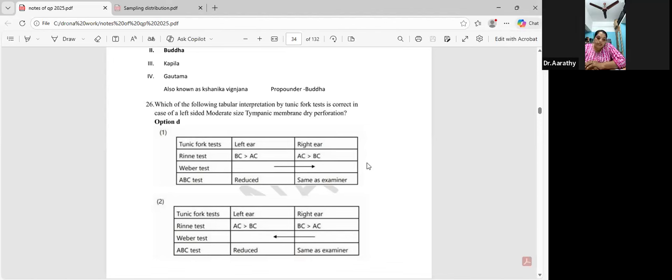Now coming to Weber's test. Weber's test compares the bone conduction of 2 ears of a patient.